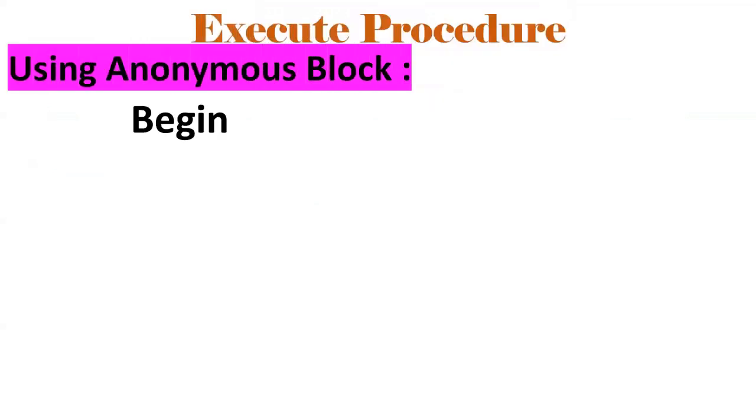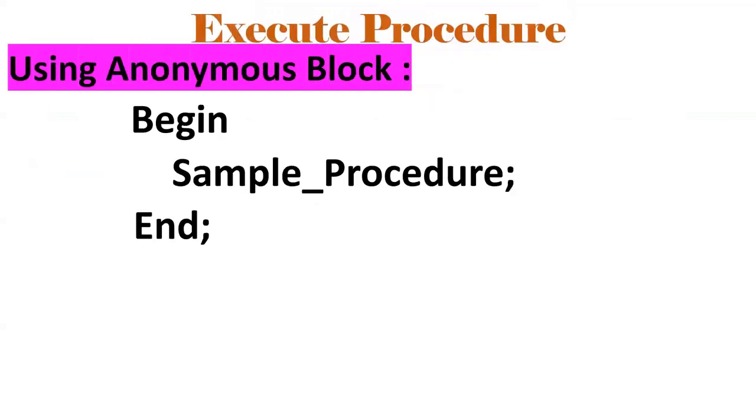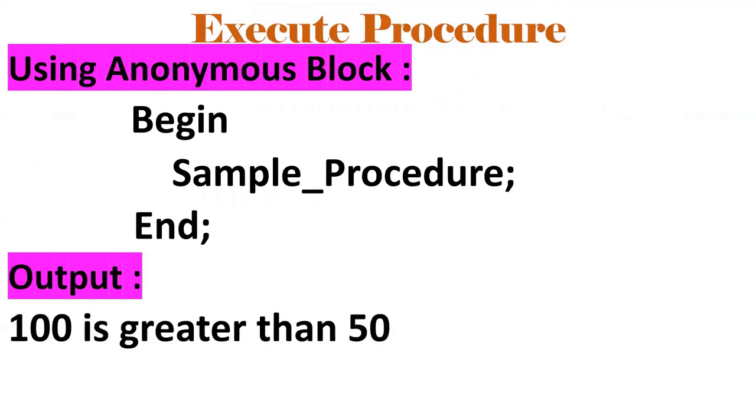We should go for an anonymous block. So using an anonymous block, begin, we pass the procedure name, and you are able to get the output. The output is: 100 is greater than 50. So now we have seen how to write a procedure, how to execute a procedure, and how to handle the conditions by using IF and ELSE IF.